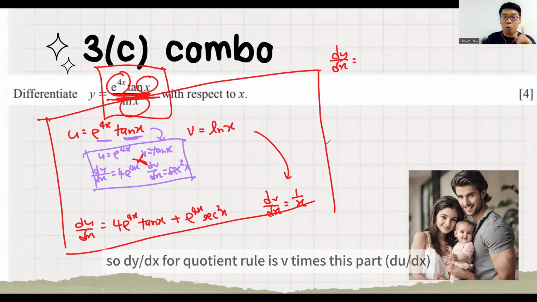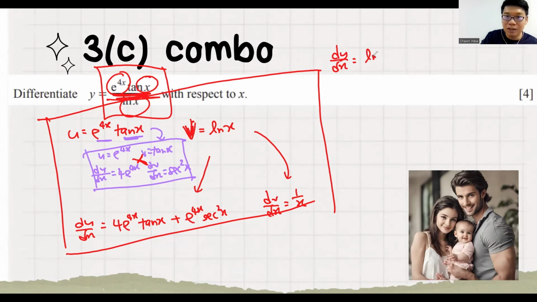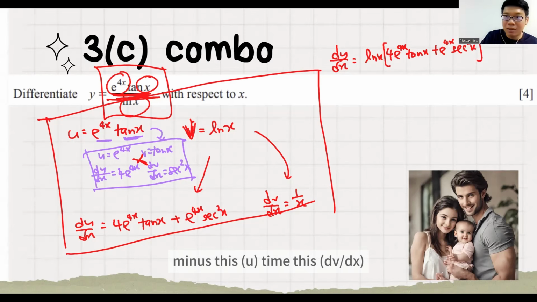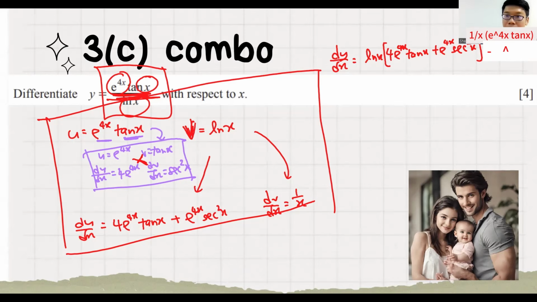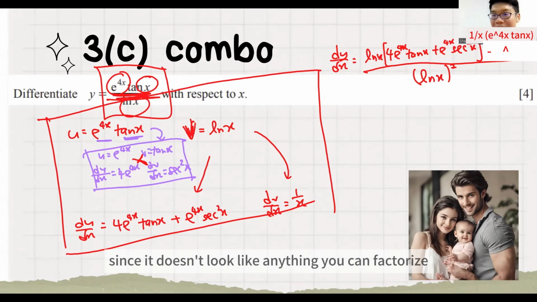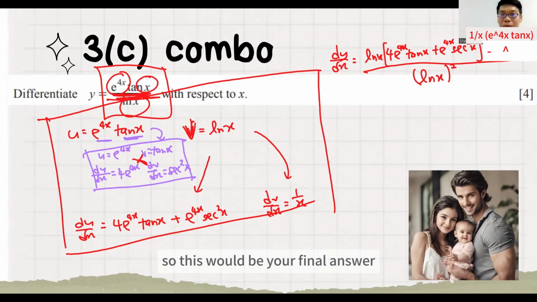So dy/dx for the quotient rule is v times this part, minus this times this, divided by v squared. Since it doesn't look like anything you can factorize, this would be your final answer. So congratulations, you scored 4 marks.